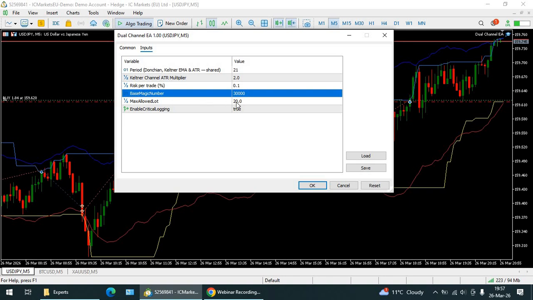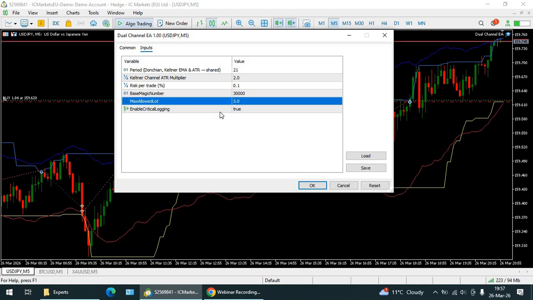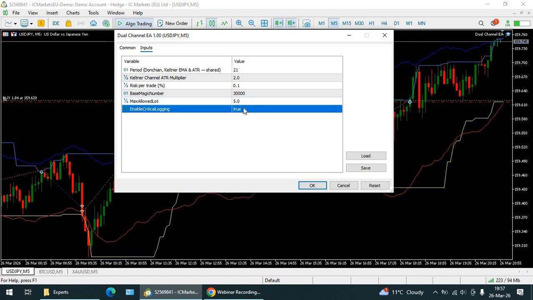By default the expert advisor has a cap of 5 maximum number of lots, but you can place 20, 100 or the maximum allowed by the broker. And if you want to see the logs in the experts tab, you can set this critical logging as true.